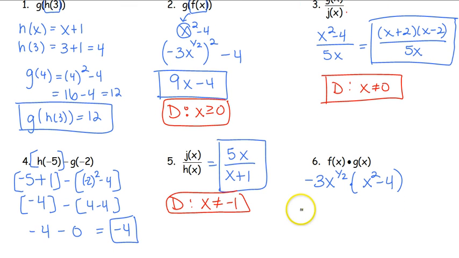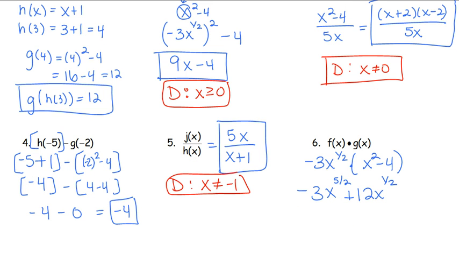We distribute, we get a negative 3x to the 1/2 times x squared, which means we are adding exponents. So that's x to the 5/2. A negative times a negative is going to give us a positive 12 times x to the 1/2 power. That negative 3 is not connected to that radical. So this is a negative 3, and the square root of x to the 5th power, plus 12, and the square root of x.